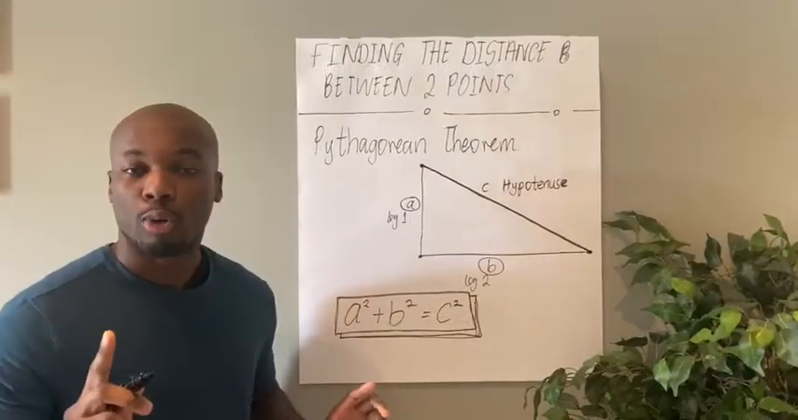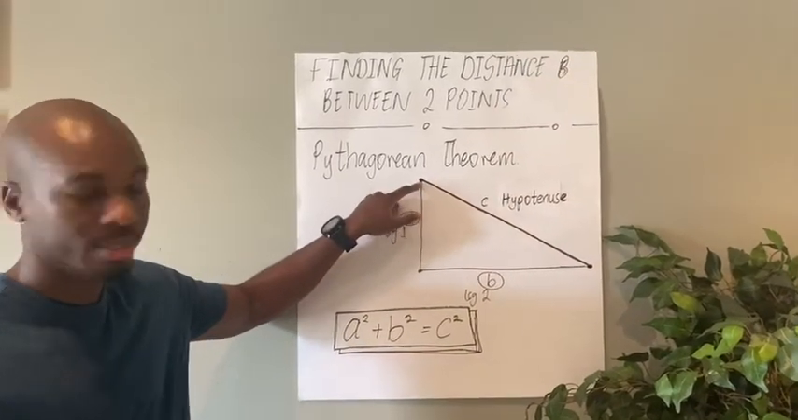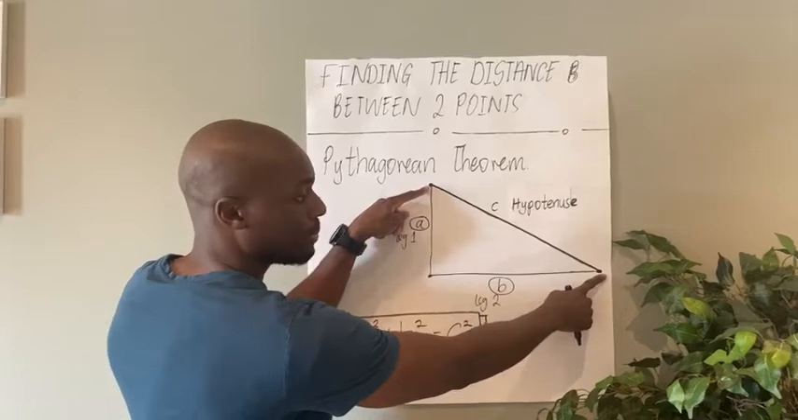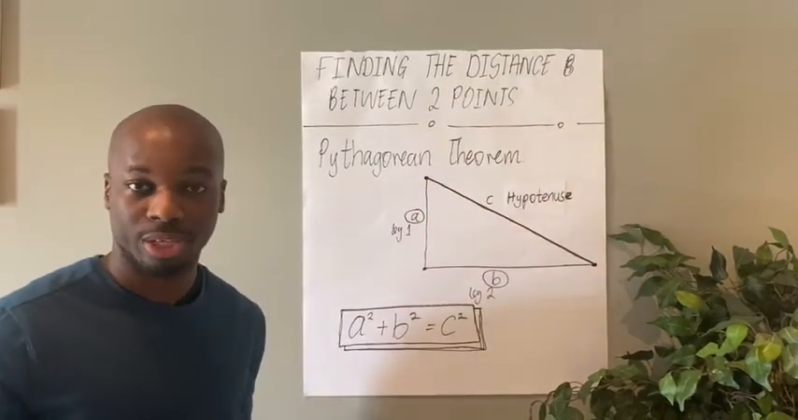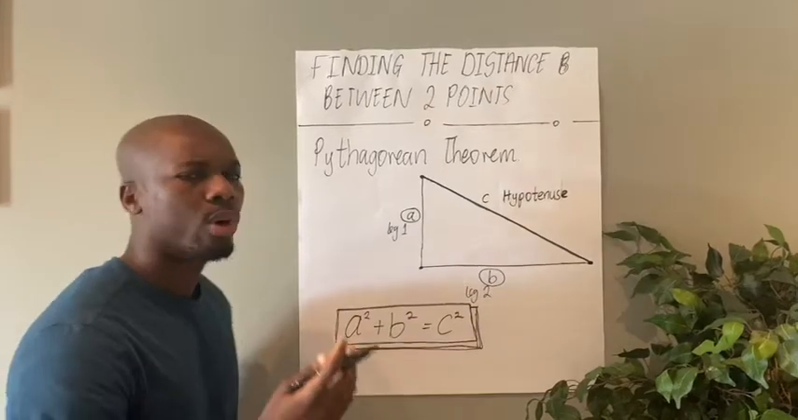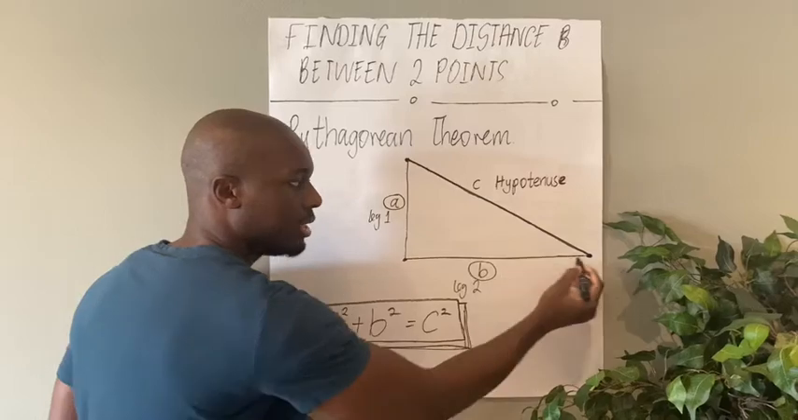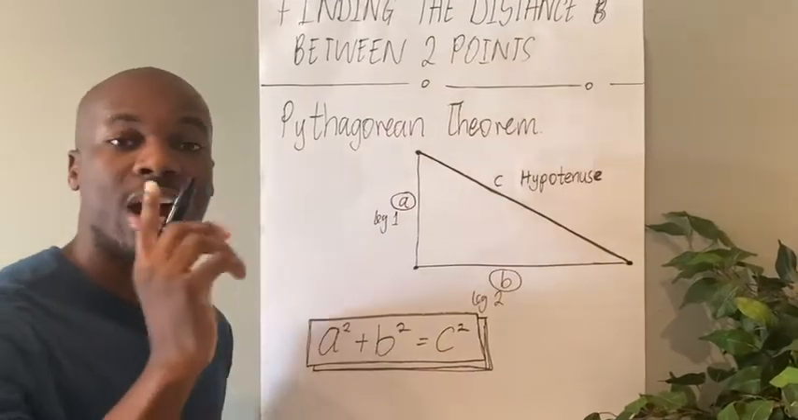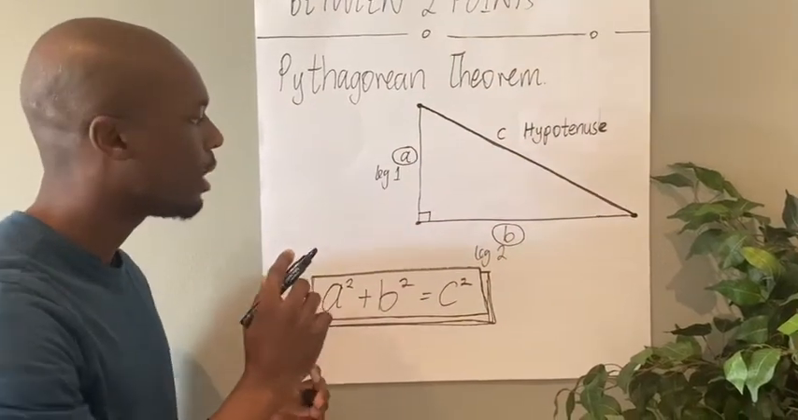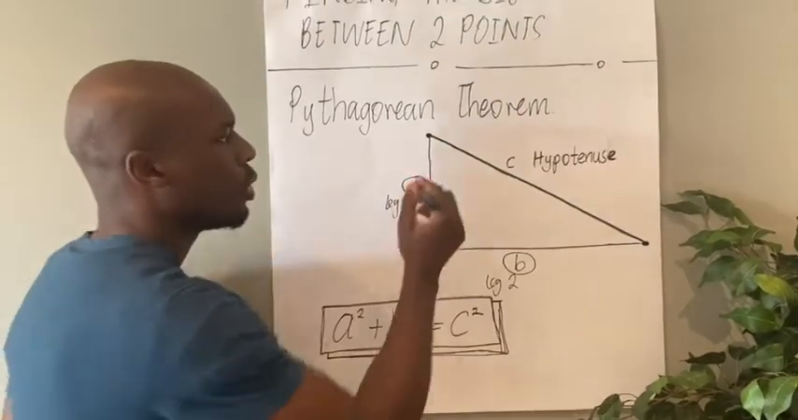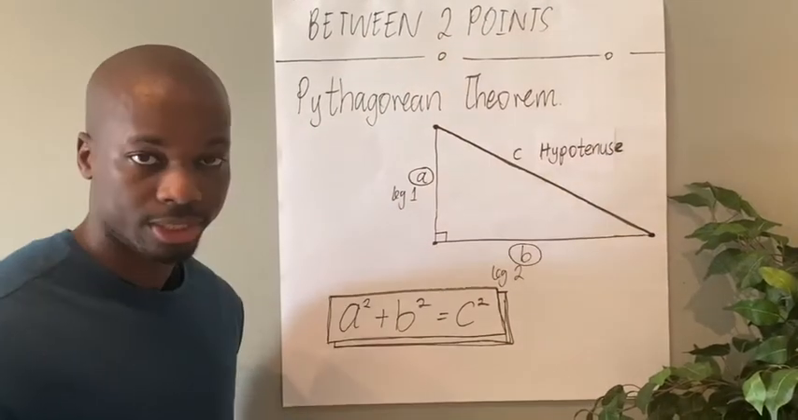So first and foremost, we want to locate where our 2 points are. This is my first point, and that is my second point. So I want to try and find the distance between those points. This is how you do it. You want to begin by drawing 2 lines to form a right triangle. All right, you're forming a right triangle, and then you want to find the lengths of these sides, right?